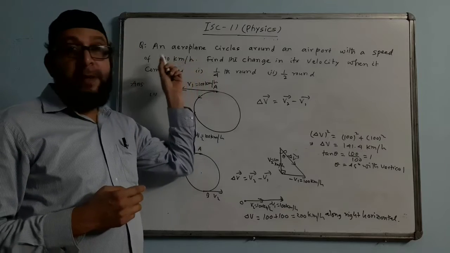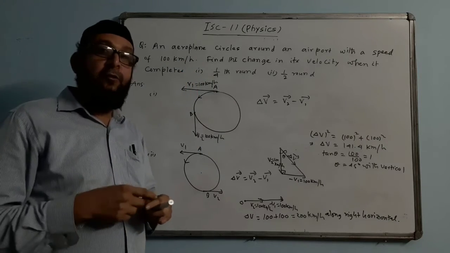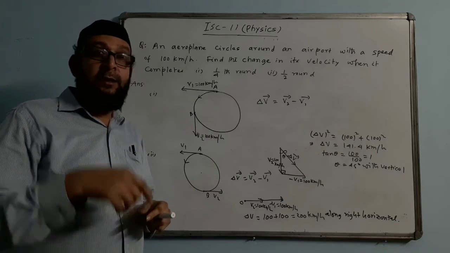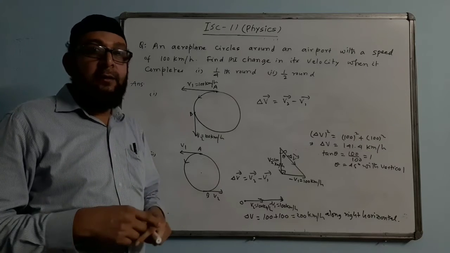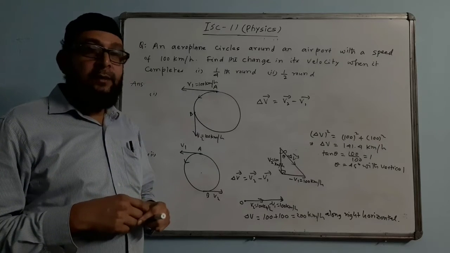First was the law of parallelogram and the second was the law of triangle. So a vector quantity must follow the law of addition of vectors. Only if it fulfills all three criteria is it a vector. If it does not fulfill any one of these criteria, it won't be a vector.